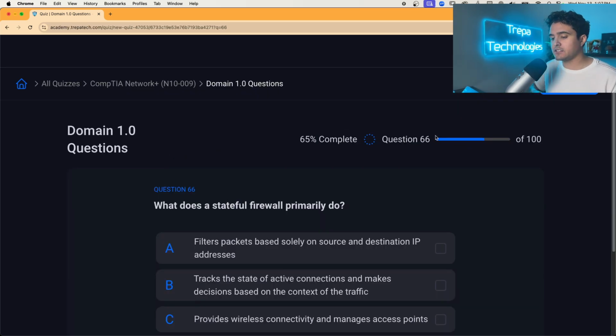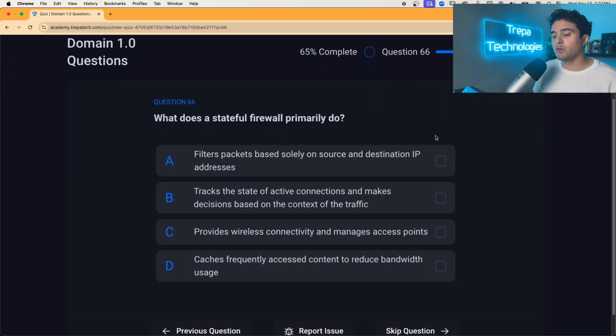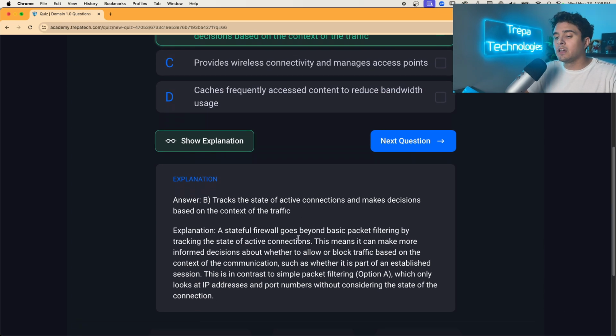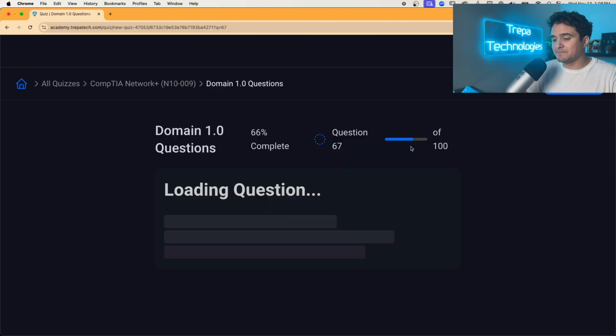All right, question 66. What does a stateful firewall primarily do? So stateful versus stateless. A stateful firewall is actually going to look at the connections. It's going to track active connections originating from the inside network to the outside network, right? Stateless just doesn't do that. It just does the permit and deny filtering, the rules that you put on it. This answer is going to be B. Tracks the state of active connections and makes decisions based on the context of the traffic. Go ahead and pause the video if you'd like to read the explanation.